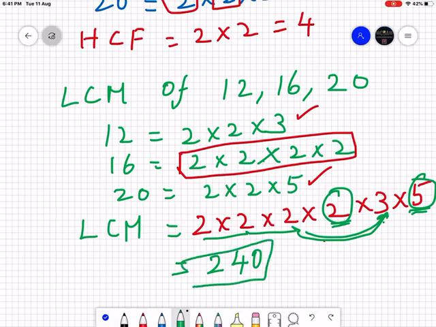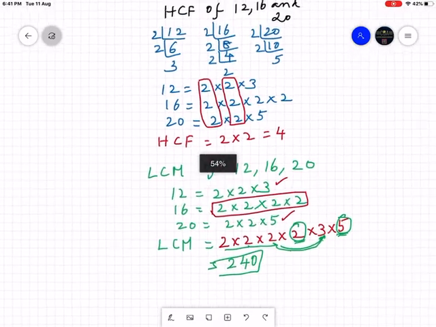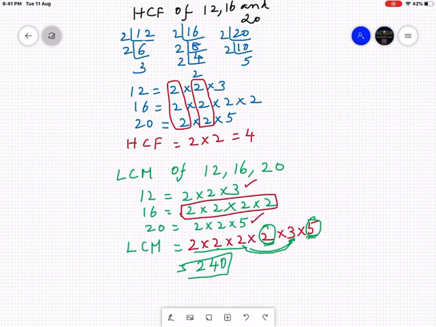So for the same set of numbers, we have worked out the HCF and the LCM. For 12, 16 and 20, we have worked out the HCF and we have worked out the LCM. You can see how we have calculated the common factors part. So what is the difference in the common factors part?